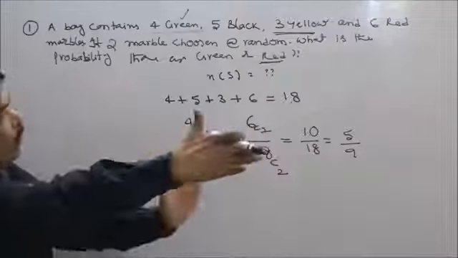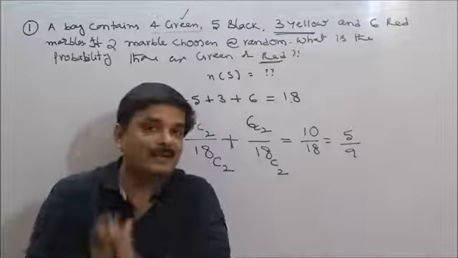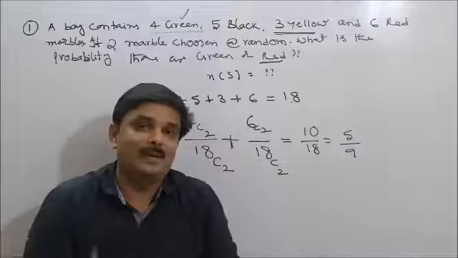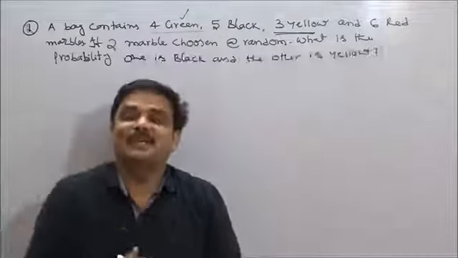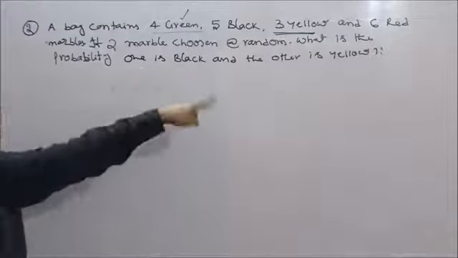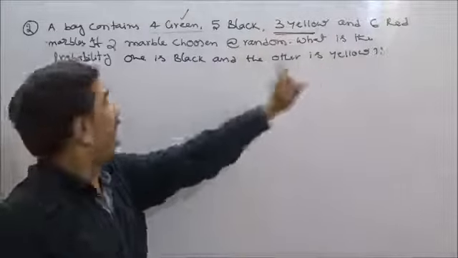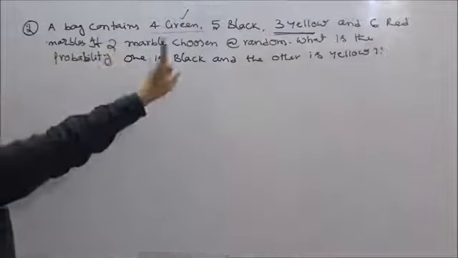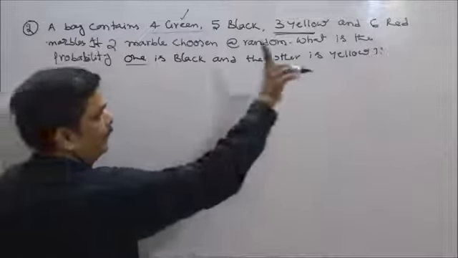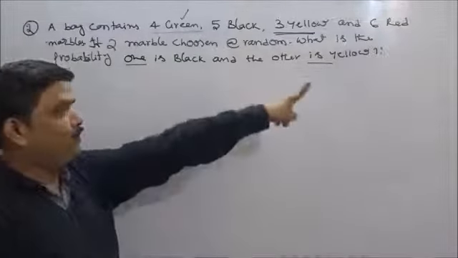Now let us have one more question based on this one, where the AND condition should be there. If the AND condition is there, how to go for this one? AND is obviously multiplication. Now students, I kept the problem the same, the information is the same, but changed the question a little. A bag contains 4 green, 5 black, 3 yellow, 6 red. Now, if 2 marbles are chosen at random, what is the probability that one is black and the other one is yellow?